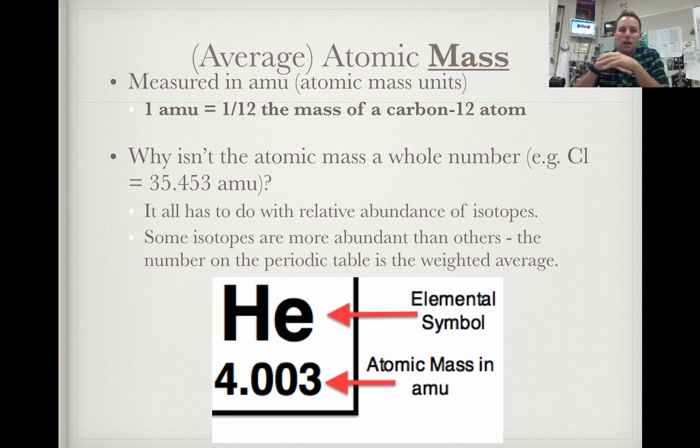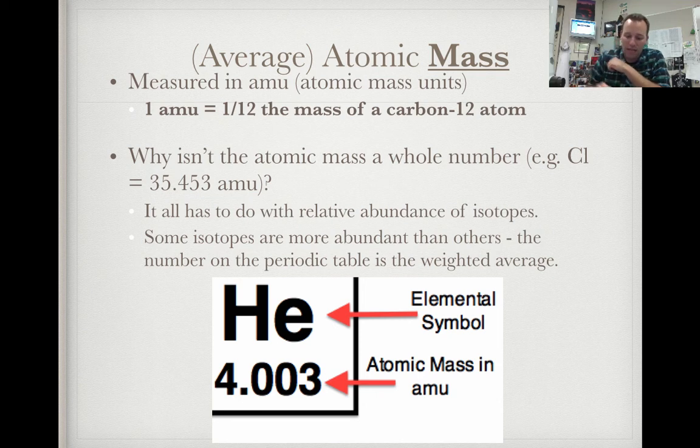So this number on the periodic table isn't a whole number because it has to do with the relative abundance of these isotopes. There's carbon 12, 13, and 14, and there may be 99% carbon 12, 0.5% carbon 13, and 0.5% carbon 14. So it's a very, very small number. So that's going to change your average by a very small amount, okay?